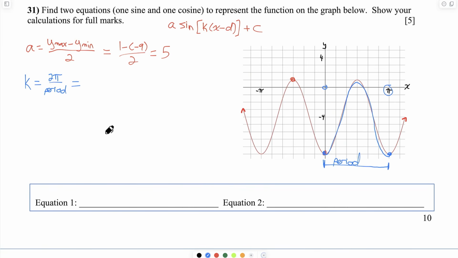So the horizontal length of one cycle is pi. So the k value is 2 pi over pi, which is 2. The c value is the horizontal midline of the function.